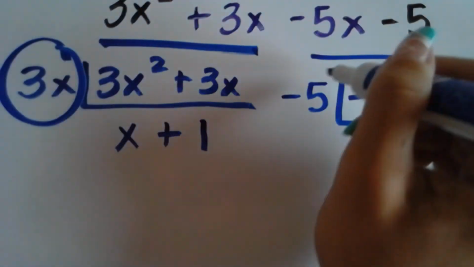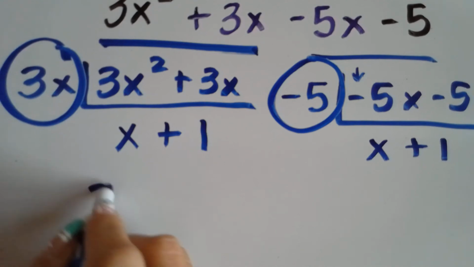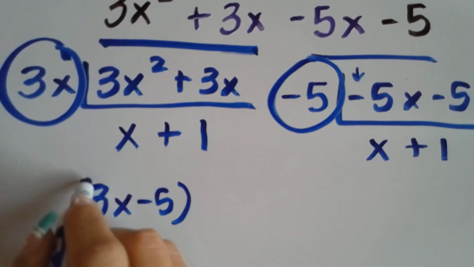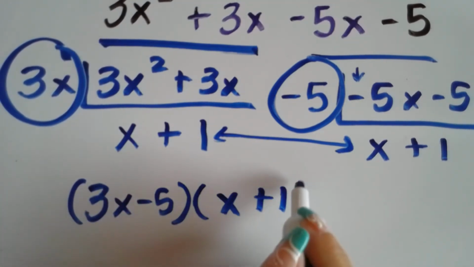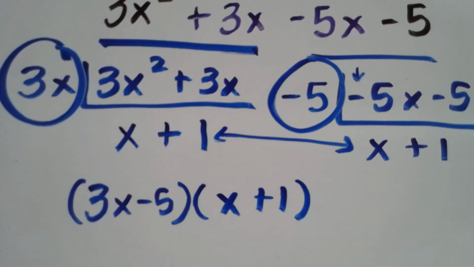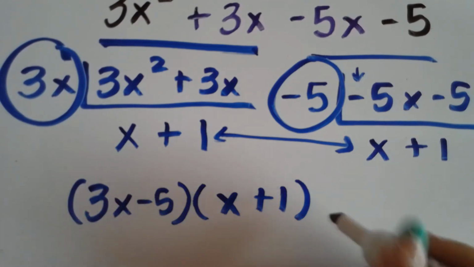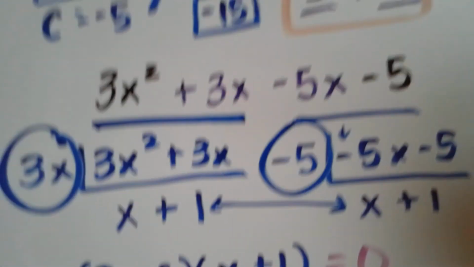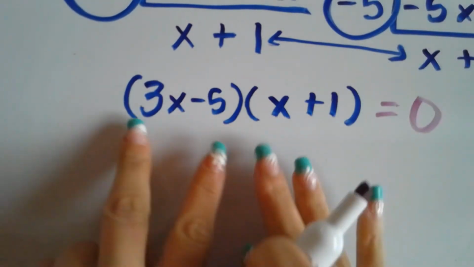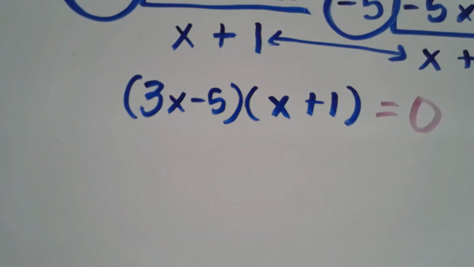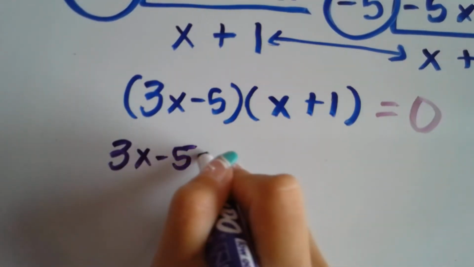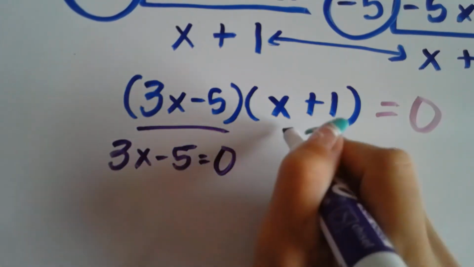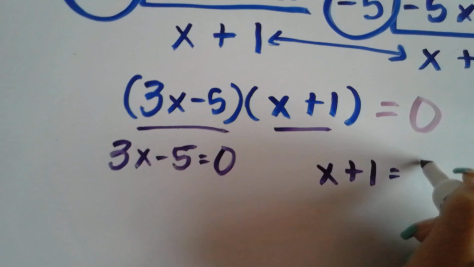So we have 3x and negative 5, right? So we're going to say 3x minus 5 times, and these two match, perfect, x plus 1, okay? Now we know we have to equal them to 0, like we did up here when we equaled it to 0. So what we are going to end up doing is splitting these two into 2 pieces and solving for x, okay? So 3x minus 5 equals 0, and x plus 1 equals 0.